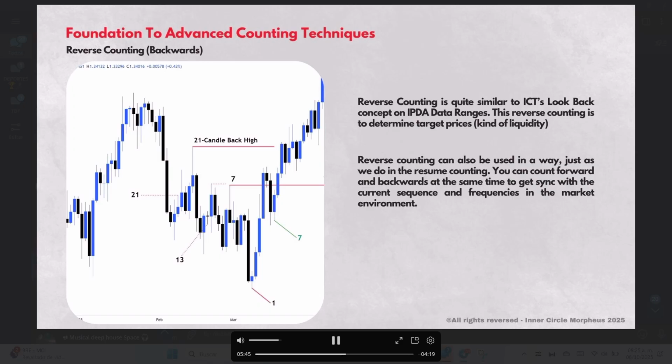the market environment. I marked the 7, 13, and 21 on the chart as you see, but we counted backwards from the first candle that created the lowest low, and it's marked with 1. This approach mainly helps you know where you can collapse your positions at profit. The 7 candle back high is the easiest and closest target. Meanwhile, 21 candle back is the farthest target, where the flow of the market might change gears.